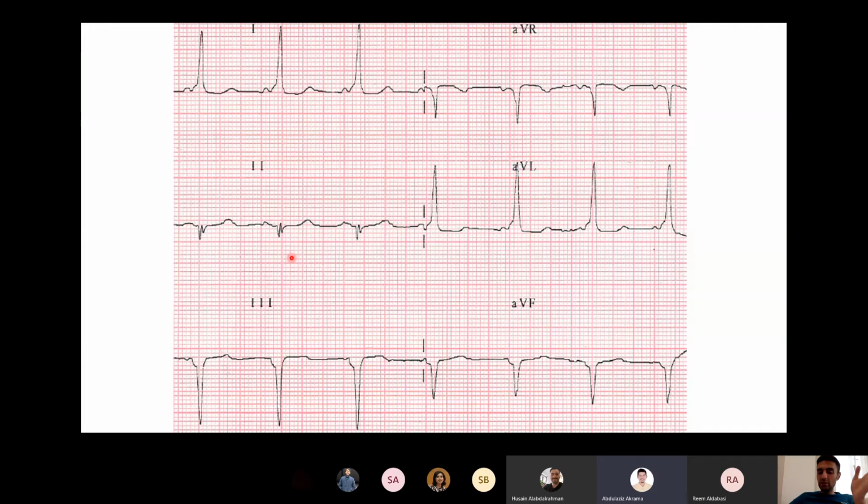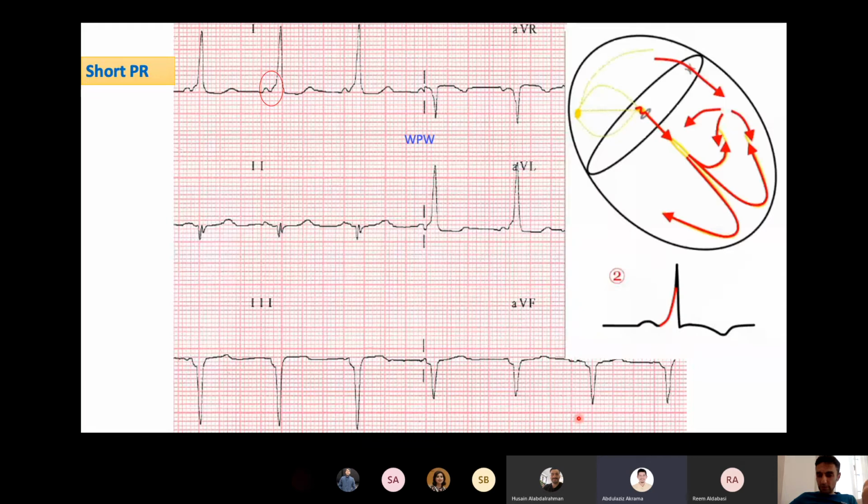So again, we said you need to have a system. You talked about the P, you talked about the PR. Now you're focusing on the QRS. We didn't talk about the QRS yet, but is it a normal QRS axis or abnormal QRS axis? Abnormal. Okay, good. So you have abnormal QRS axis. Yes, you're right. So there is WPW. Okay, there is short PR.